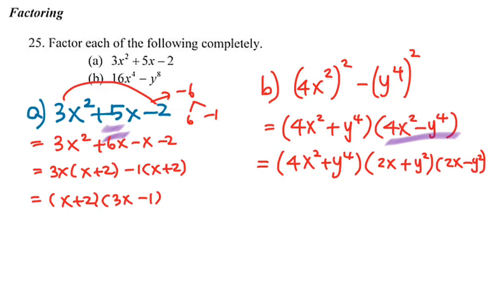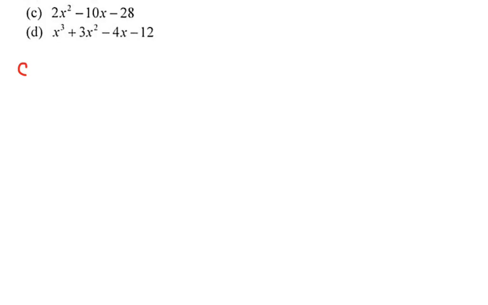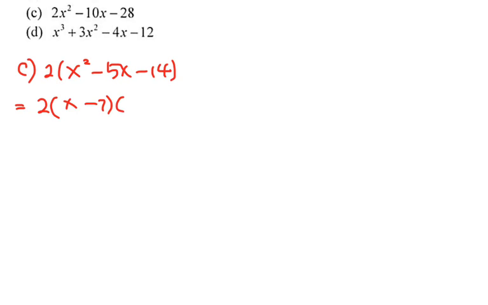Now let's look at a couple more questions. How about C? Did you notice that 2 was a common factor in all of them? So when you factor out 2, we get x squared minus 5x minus 14. Then when you look at the trinomial, can we factor this one further? Which two numbers multiply to negative 14 but add up to negative 5? In fact, it was negative 7 and positive 2. And that's basically it for part C.